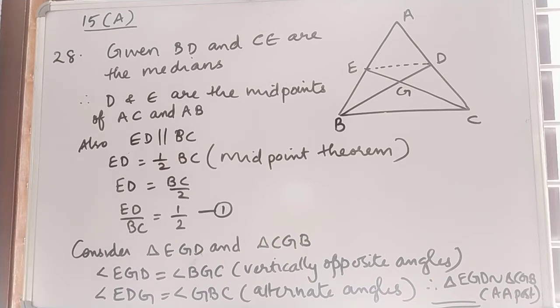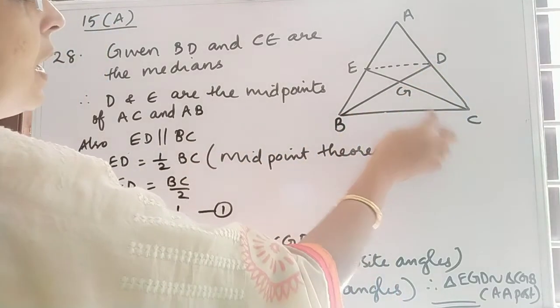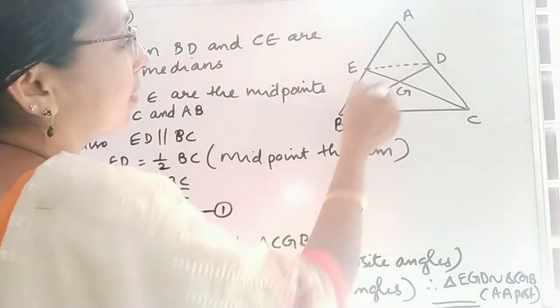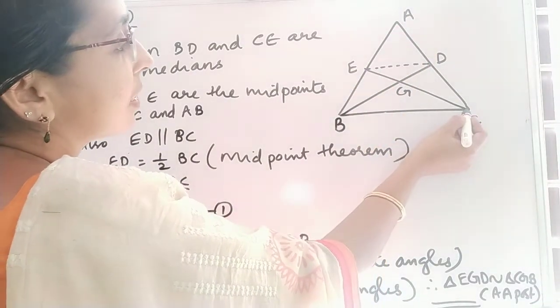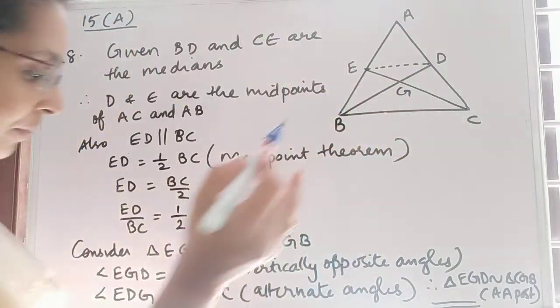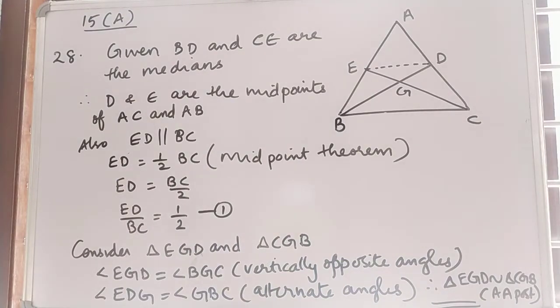So which is the median given? BD is the median and CE is the median. A median of a triangle corresponding to any side is the line joining the midpoint of that side to the opposite vertex. If you are considering this AB, the opposite vertex is this one. So EC is the median given and BD is also the median. It is there in the question.